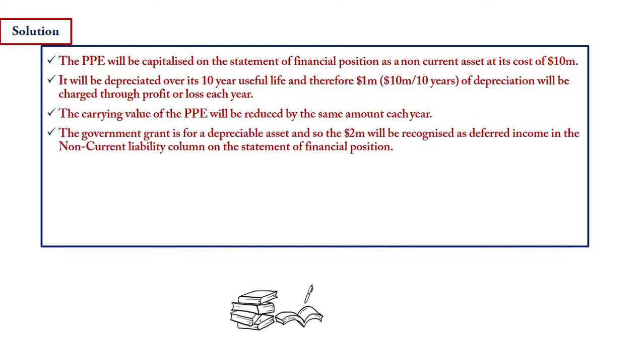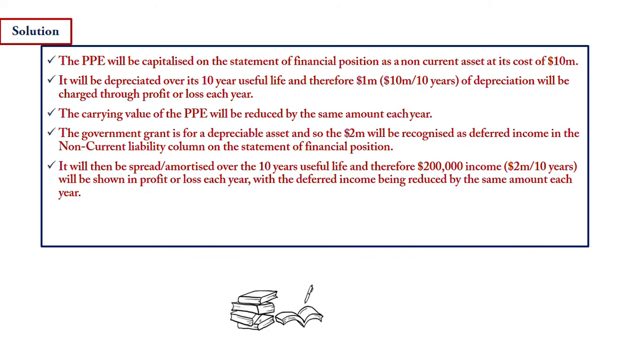Now, the government grant, which is for the depreciable asset here, of $2 million, will be recognized as a deferred income in the non-current liability column in the statement of financial position. Then we will spread the government grant over the 10 years for which the asset is being depreciated. So there will also be an income of $200,000, which is the $2 million divided by the 10 years, credited to the profit or loss each year, as the depreciation of $1 million is also charged as an expenditure. So the net will be $800,000 each year.